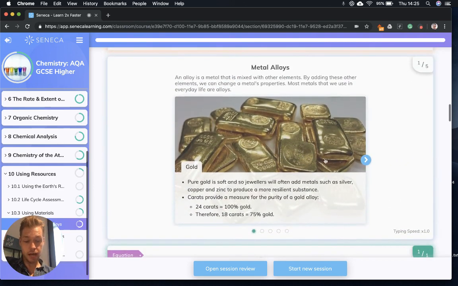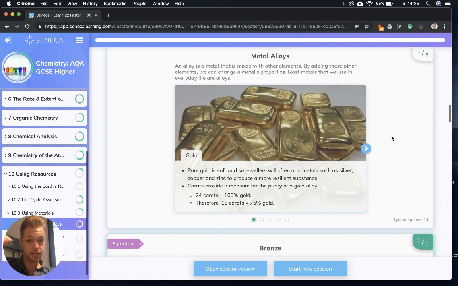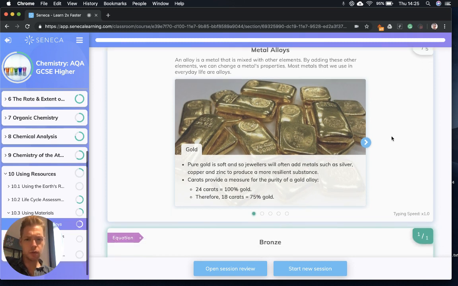Okay? Now we need to get into alloys and talk about the different alloys that you need to know for your chemistry exam. Basically, an alloy is a metal that is mixed with other elements. By adding these to other elements, we can change the metal's properties. And most metals that we use in everyday life are alloys. So let's start off with gold. Pure gold is soft, and so jewelry will often add metals such as silver, copper, and zinc to produce a more resilient substance. Carats provides a measure for the purity of a gold alloy.